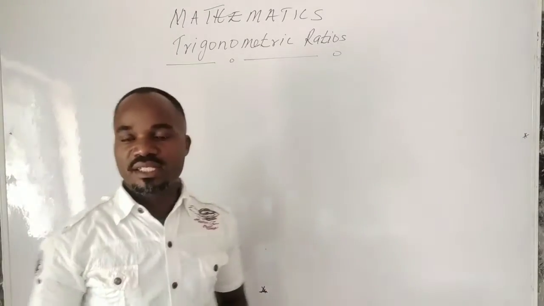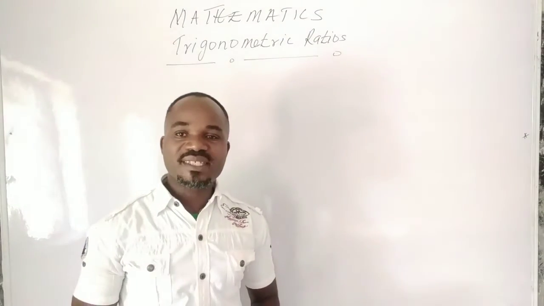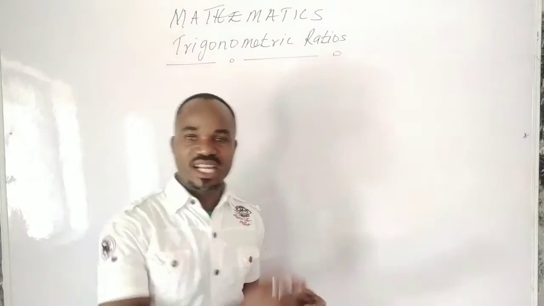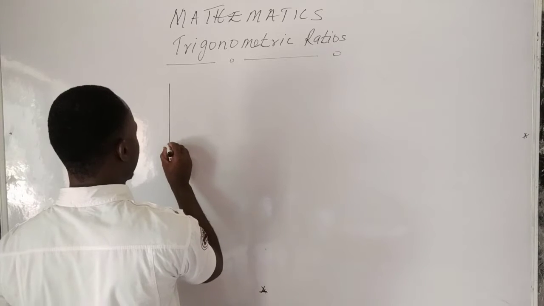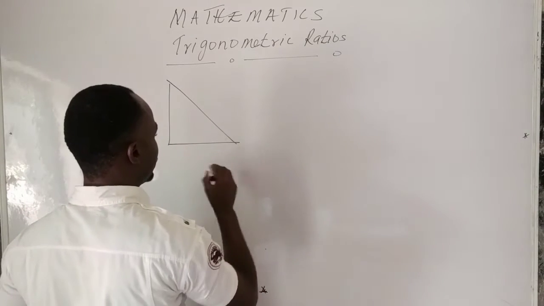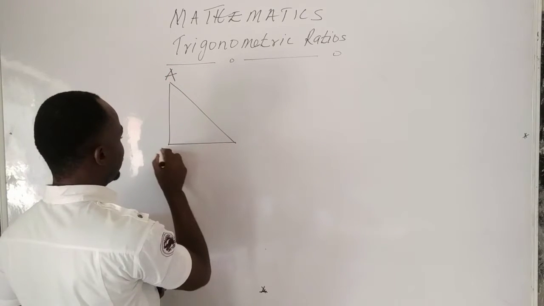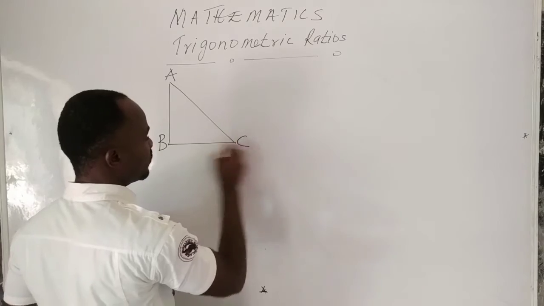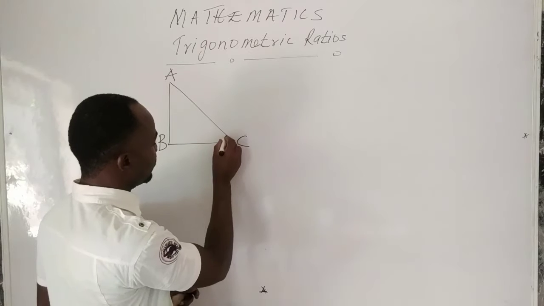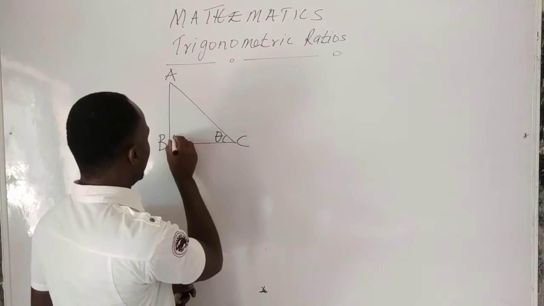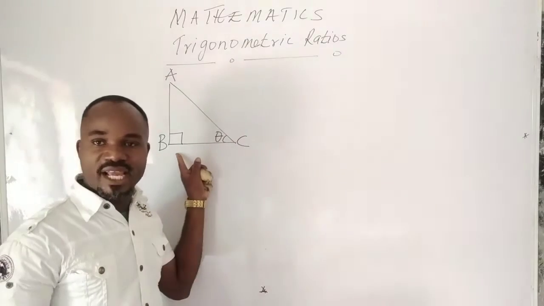We can study the concept of trigonometric ratios using a right-angled triangle. This is a right-angled triangle with angles capital A, capital B, and capital C. The angle subtended by capital C is known as theta, while this is the sign for a right angle.